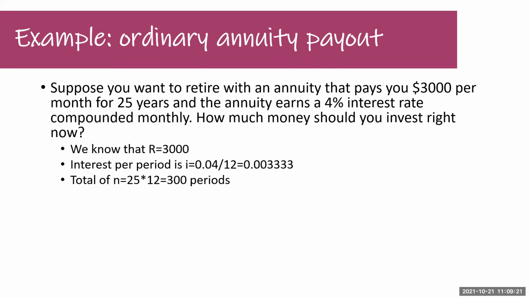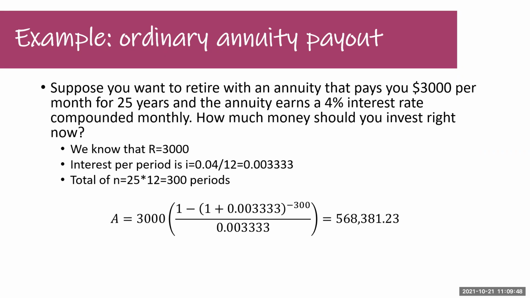Well, we know that R is $3,000 because you want payments of $3,000 each. You know the interest per period is 0.04 divided by 12, which is 0.00333. You could carry more decimal places; it'll affect your answer a little bit. And you know that you have a total of 300 periods because 25 years times 12 is 300 months. So for 300 months, you're going to be getting $3,000 every month. If we plug it into our formula here, we see that right now we would need to invest $568,381.23.